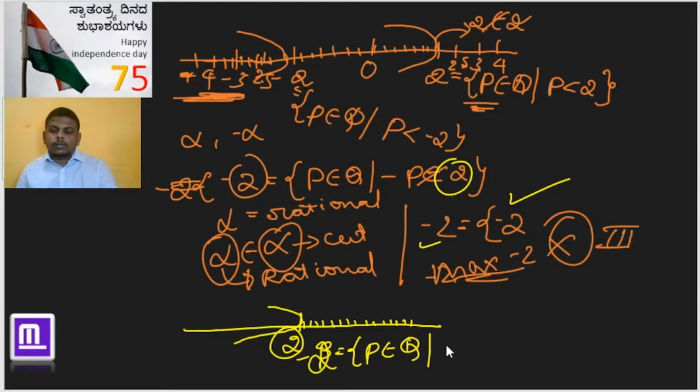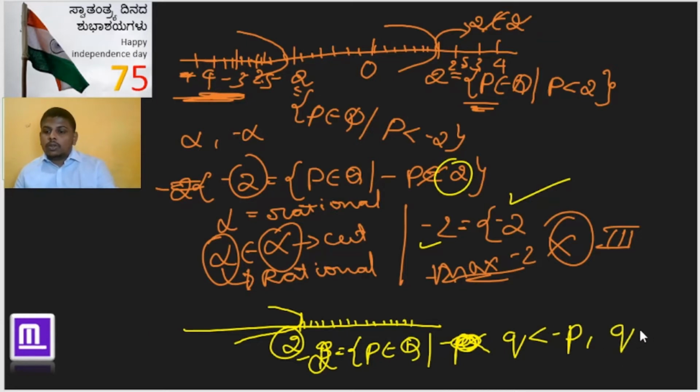It is a set of all rational numbers such that the negative of a rational number should be such that there is one more rational number q less than the negative of your rational number, minus p, and even though this q is less than minus p, this q also should not belong to minus 2. How to look at it?